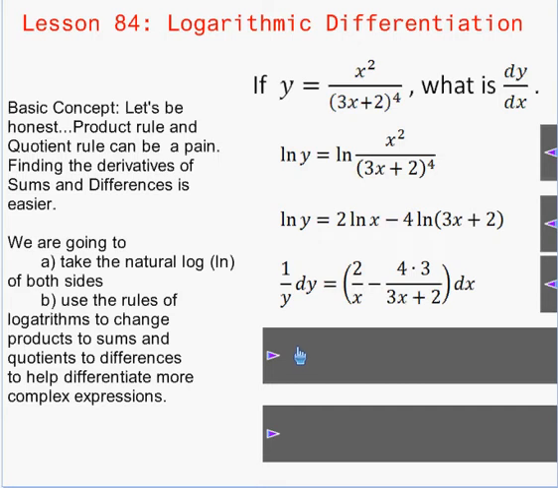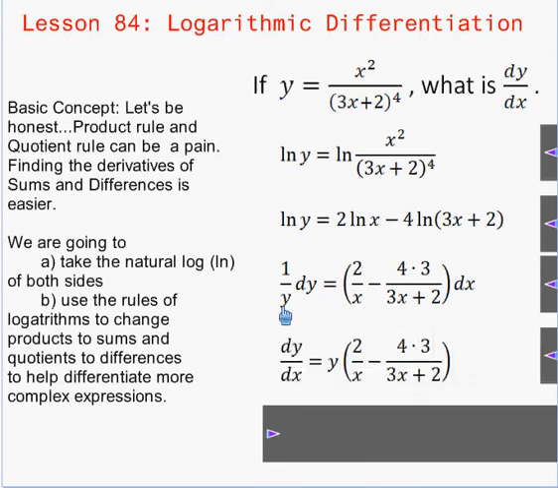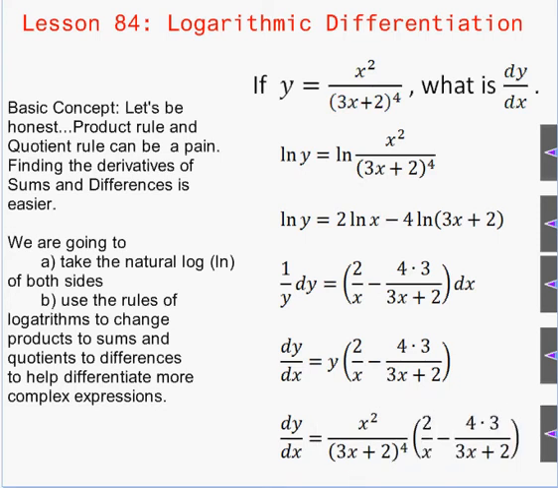We want to solve for dy dx because that's the derivative of this original function. So we divide both sides by dx, and we multiply both sides by y. So that's what we get here, but when we find the derivative of something, we don't want y, or the original function, in our answer, but we know from up here that y is just x squared over 3x plus 2 to the 4th. So we're just going to substitute that back in for y, which gives us this answer here, and this is the answer to what is dy dx.